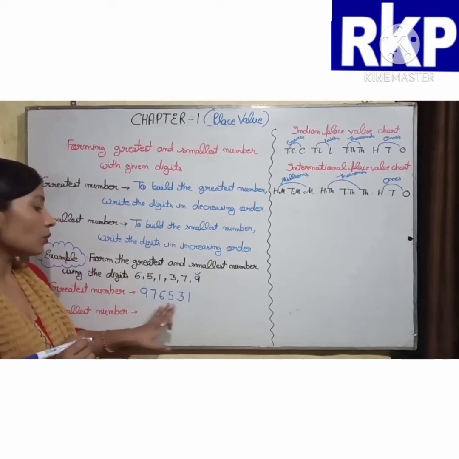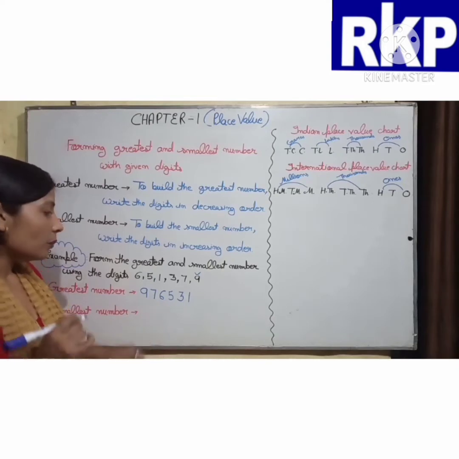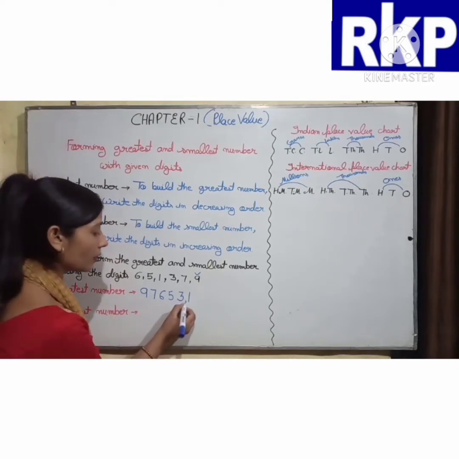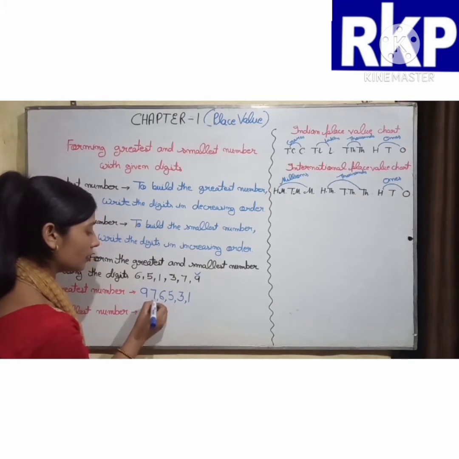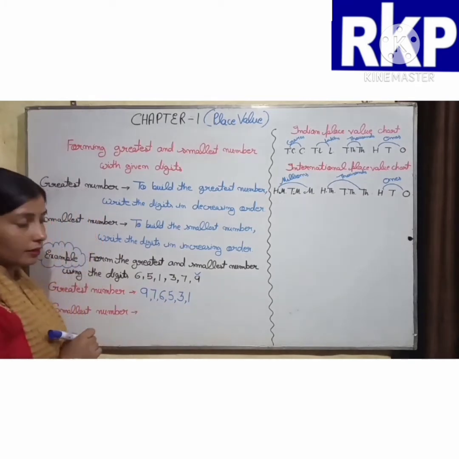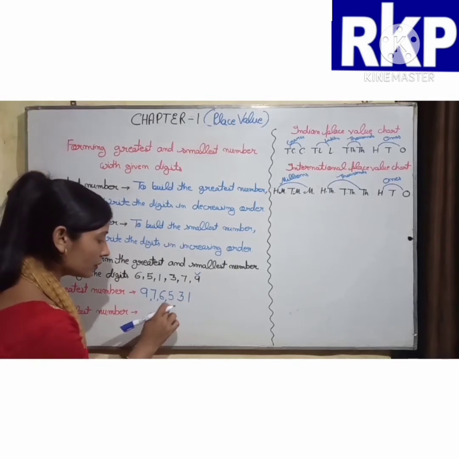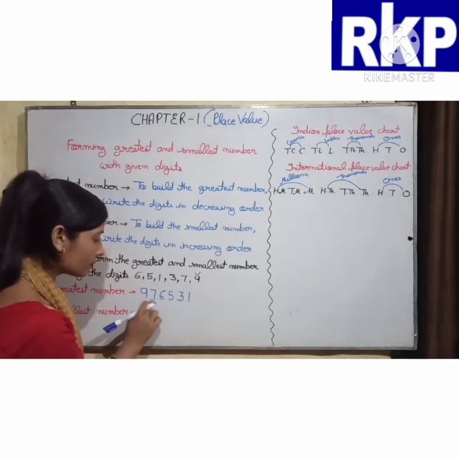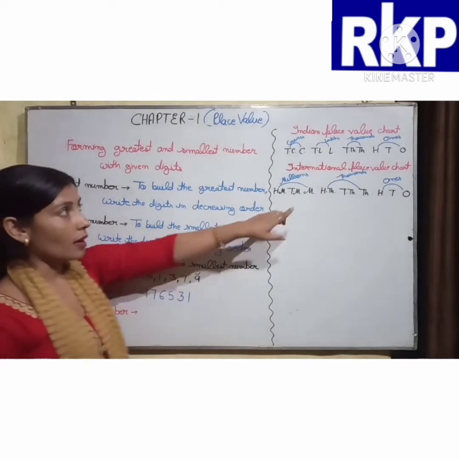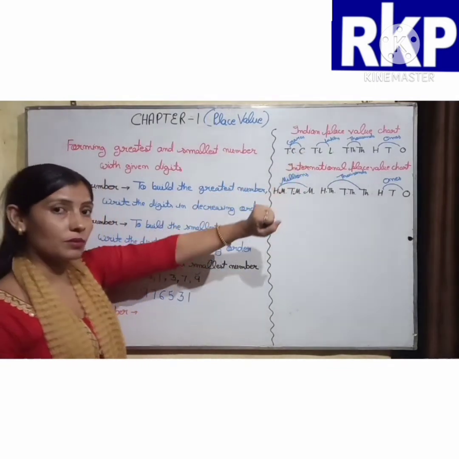Now we have to put commas also. Can we put commas like this? Here, here, here, here and here? No beta. It's wrong. We have to put commas like this, according to the Indian place value system.